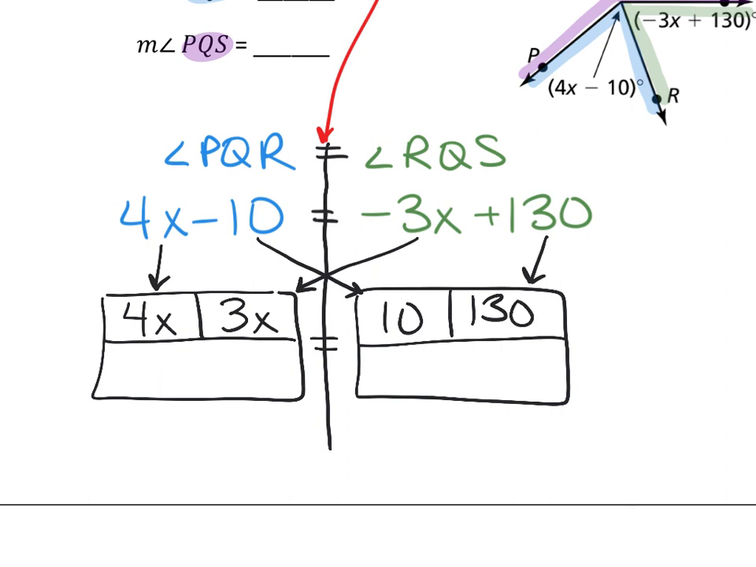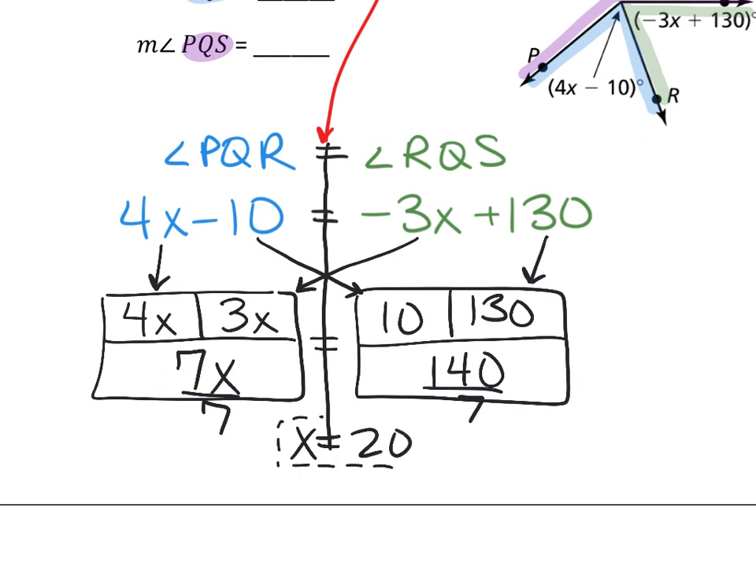Now one more review. What do we do with the stuff in the top? We add them. 4 plus 3 is 7. 10 plus 130 is 140. We divide by what number? Divide by 7, divide by 7. This is exactly what you would do if you were solving with inverse operations. We'd end up at the same answer. So totally allowed, mathematician's choice on that one.